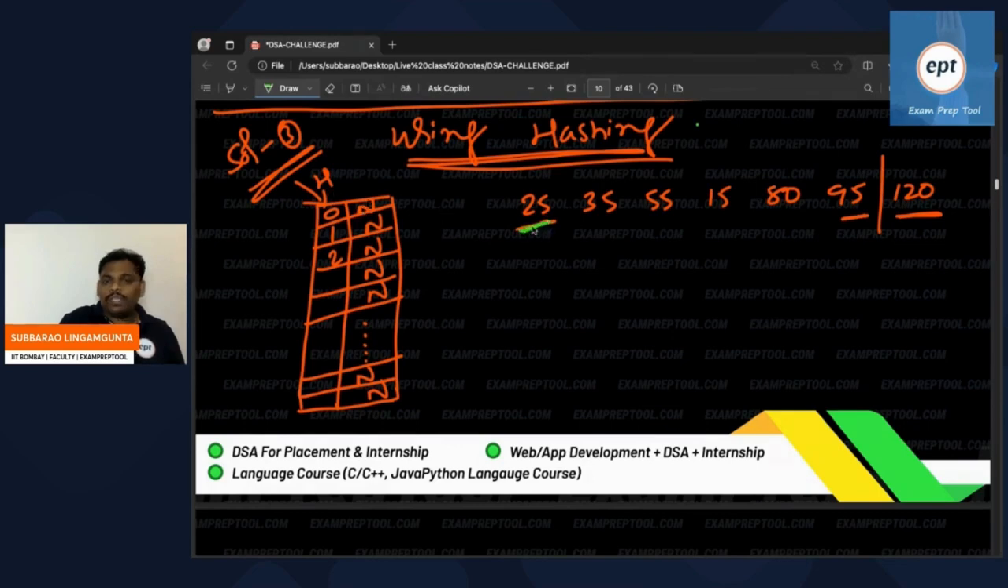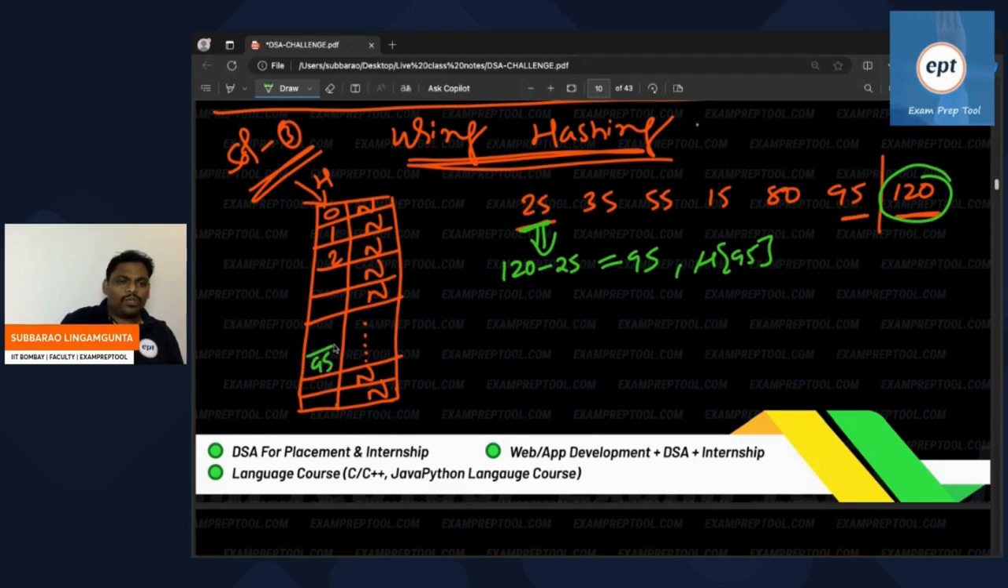25 is coming. Whenever 25 is coming, from the total 120 remove 25. It becomes 95. Whenever 25 is coming, do like this: from the total remove 25, get 95. Now check the hashing of 95.